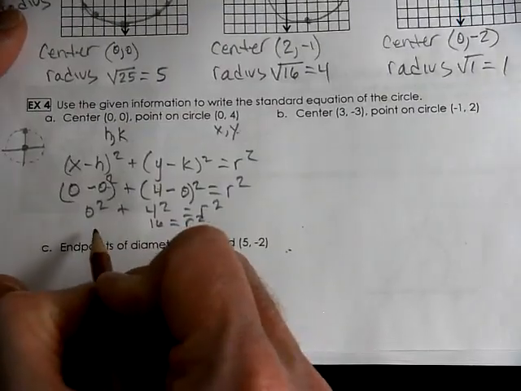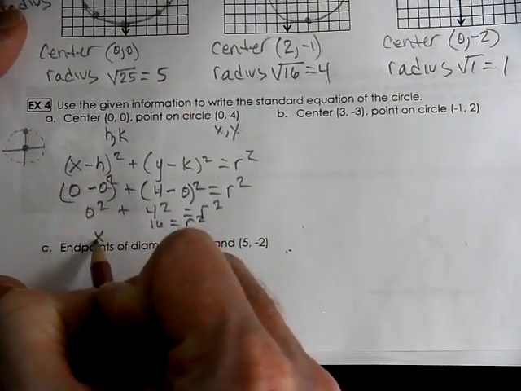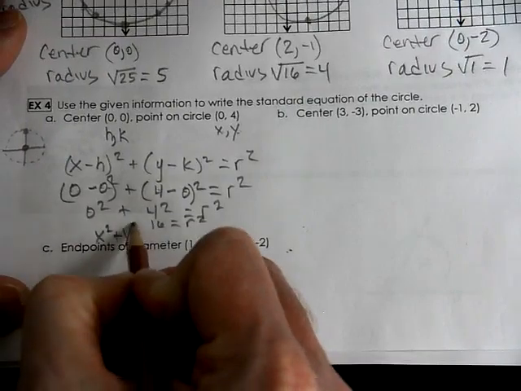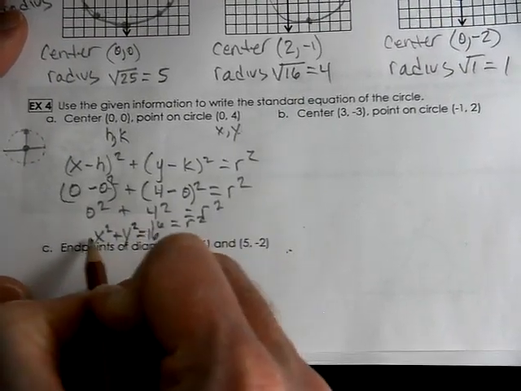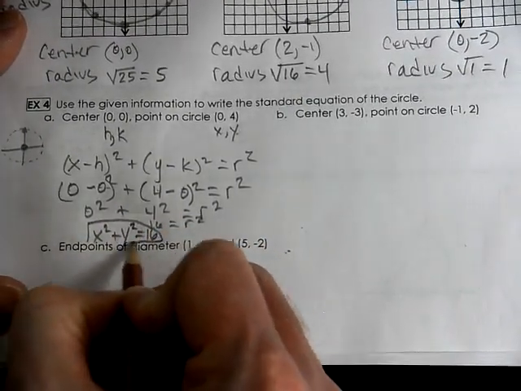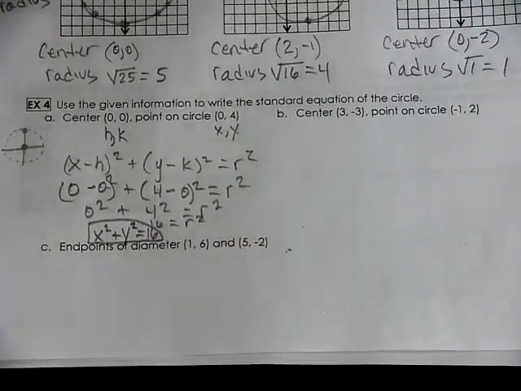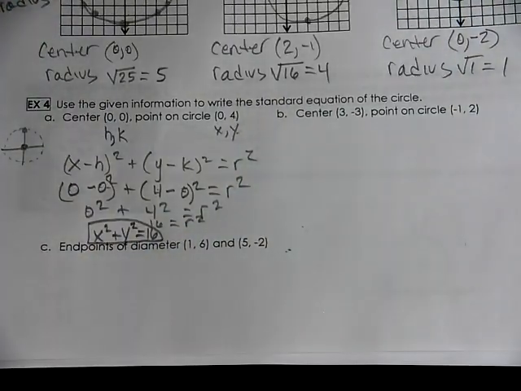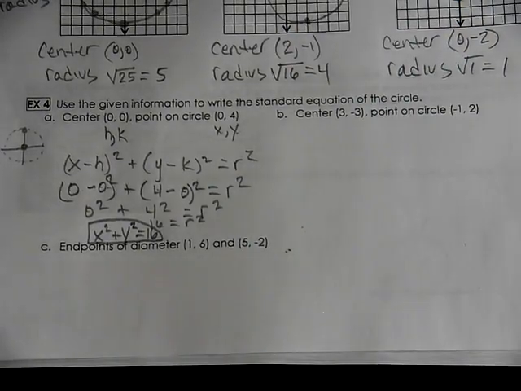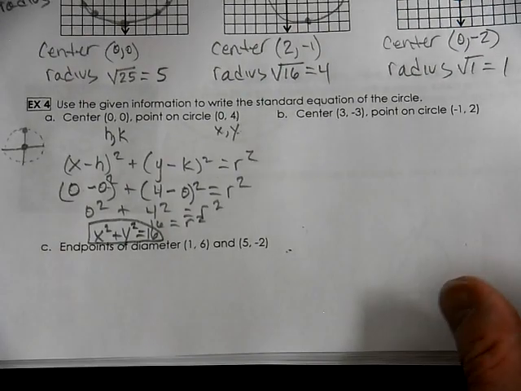So now I can call it x squared plus y squared equals 16. And there's my equation of my circle. You could type that into Desmos to verify your answer.